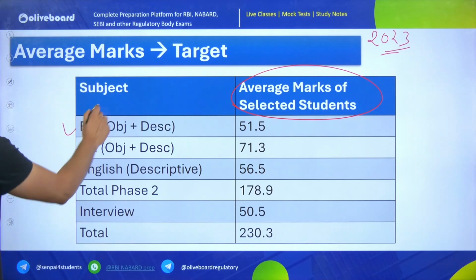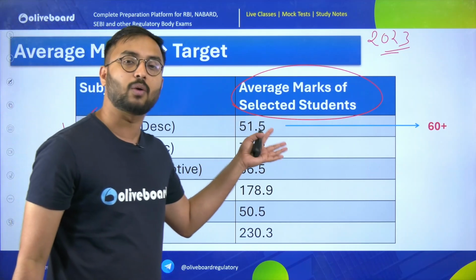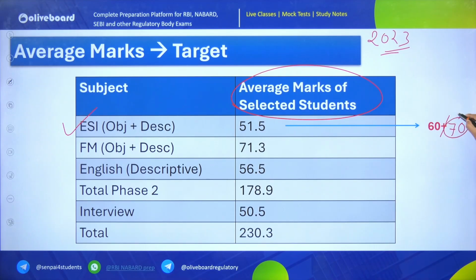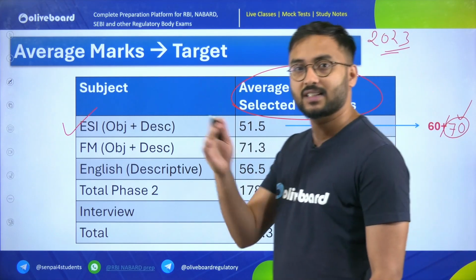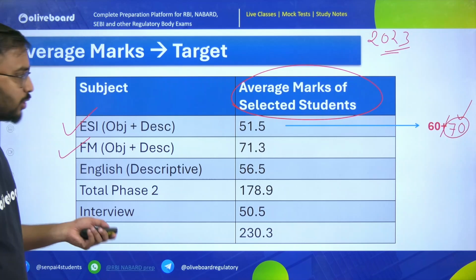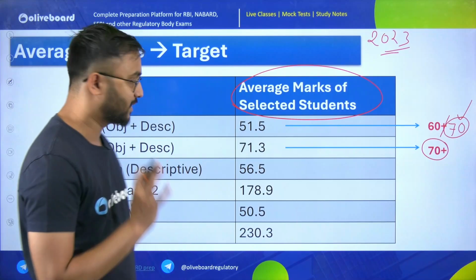For example, paper 1 ESI, which includes objective and descriptive. What is your target score? Last year ESI was difficult, so considering that, it's 60 plus. But I would say keep a target of 70, considering the difficulty, highs and lows of a particular paper. Then finance and management. Last year it was moderate, so here 70 plus is the target. Your target should also be 70.